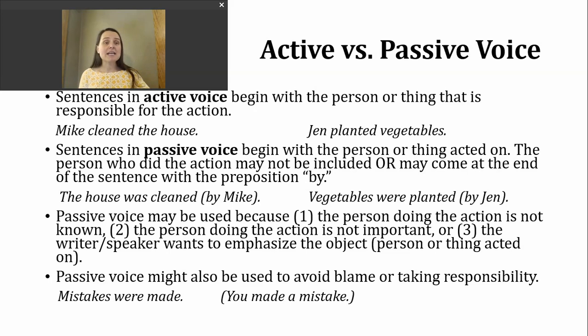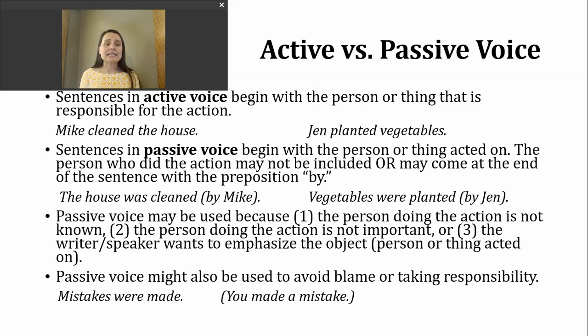So I'm going to take my first example in active voice, Mike cleaned the house, and we'll change that to passive voice. The house was cleaned. Or I could say, the house was cleaned by Mike. I can take the active voice example, Jen planted vegetables, and change it to passive voice. Vegetables were planted, or vegetables were planted by Jen.